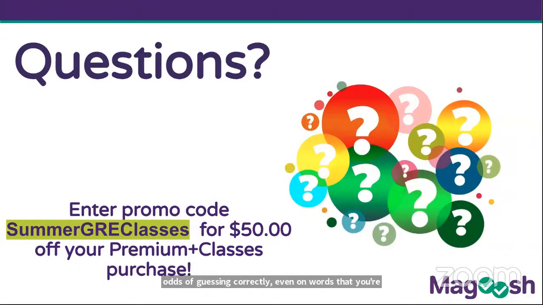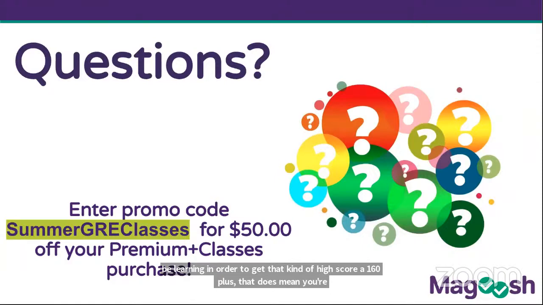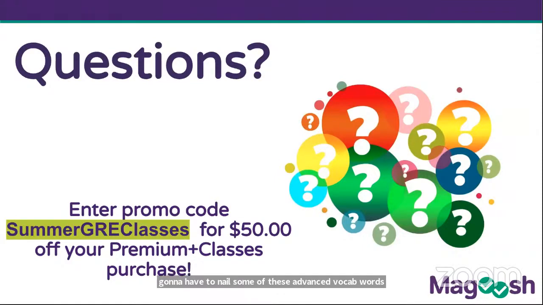We're going to talk more about that later in today's class, but that's where you do have to be learning. In order to get that kind of high score, a 160 plus, that does mean you're going to have to nail some of these advanced vocab words, but I would argue that the other skills are almost more important at that level. What else do we have, Brian?